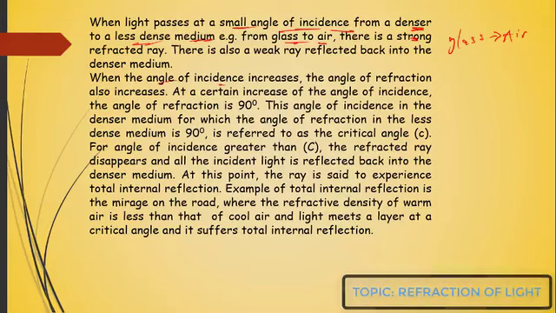Now, when the angle of incidence increases, the angle of refraction also increases. So we say the angle of incidence is directly proportional to the angle of refraction. At a certain increase of the angle of incidence, the angle of refraction gives us 90 degrees, which is a right angle. This angle of incidence in the denser medium, for which the angle of refraction in the less dense medium is 90 degrees, is referred to as the critical angle. It is at this point that the ray is said to experience total internal reflection.